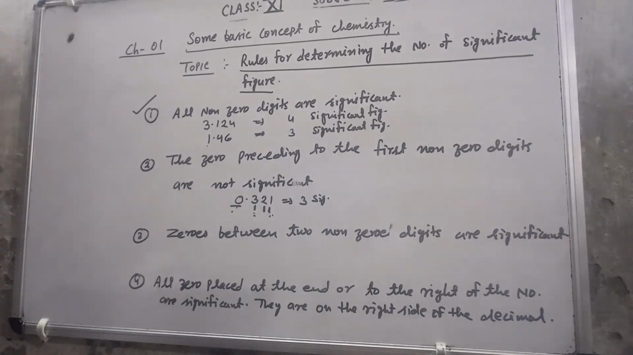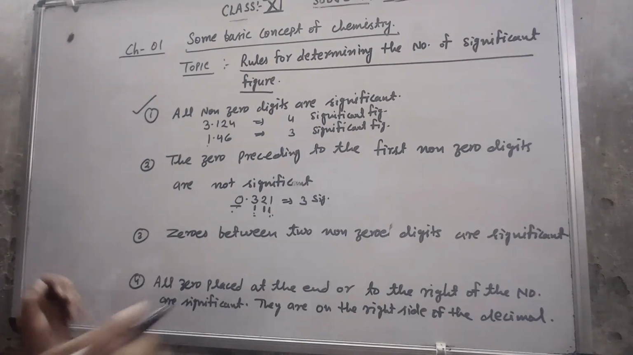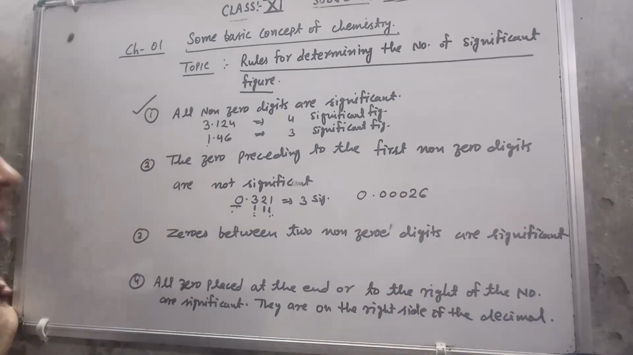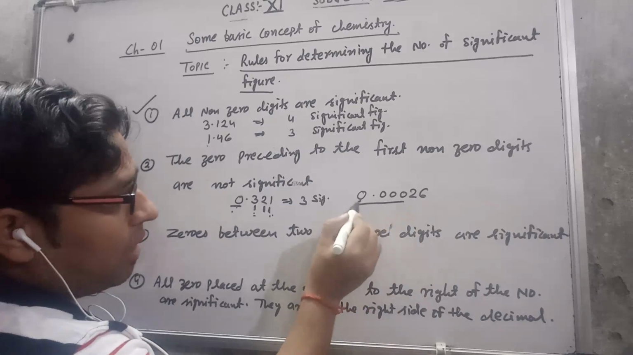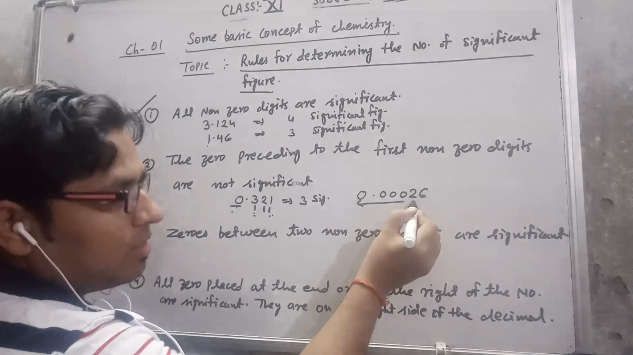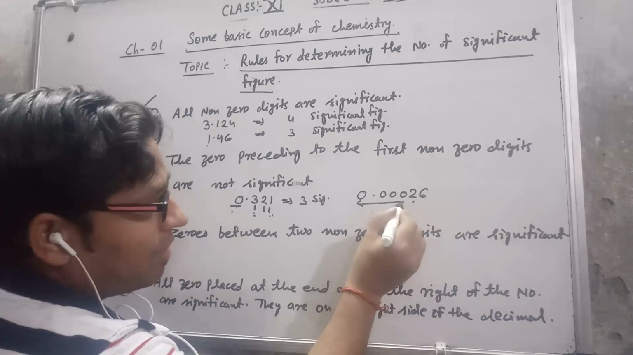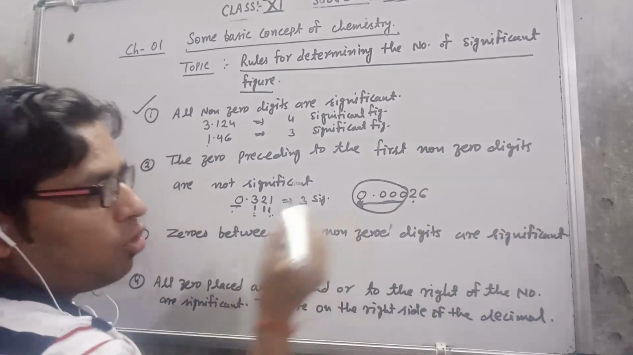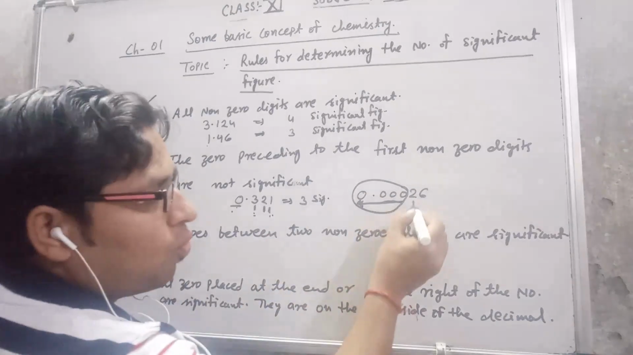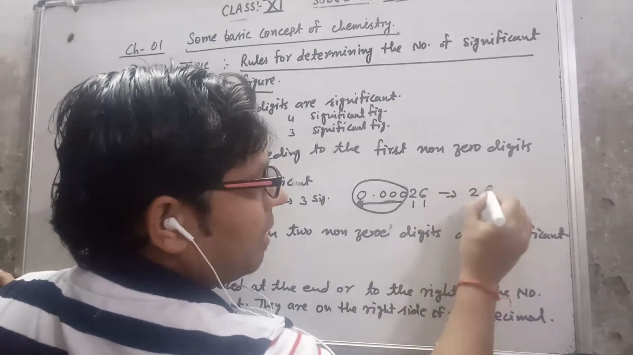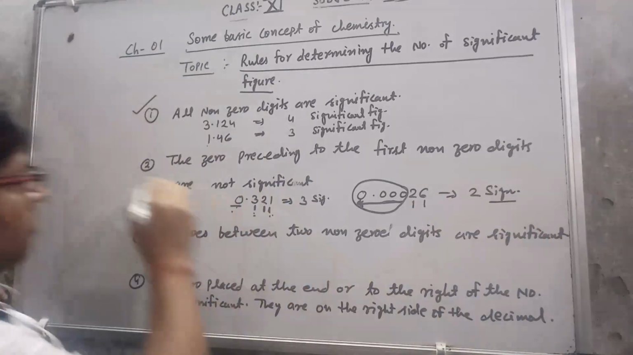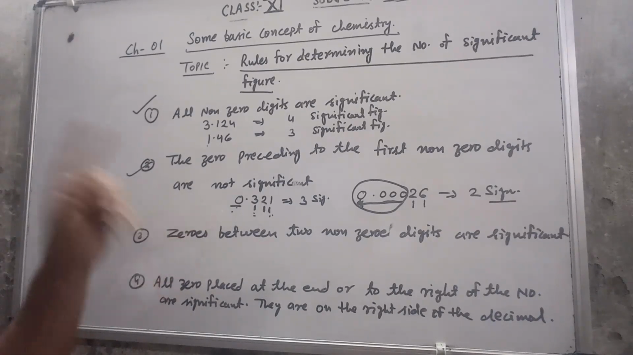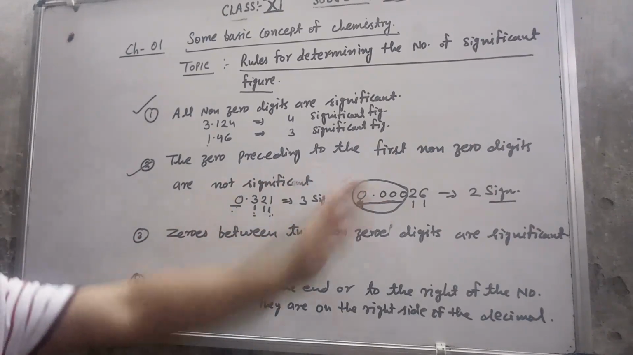Same with another example, suppose I am taking 0.00026. Whatever zeros are available on the left-hand side of the first non-zero digit are not counted in the significant figures. So how many non-zero digits are available here? 2 and 6. So the total is 2 significant figures. So this is the second rule, that the zeros preceding the first non-zero digit are not significant.